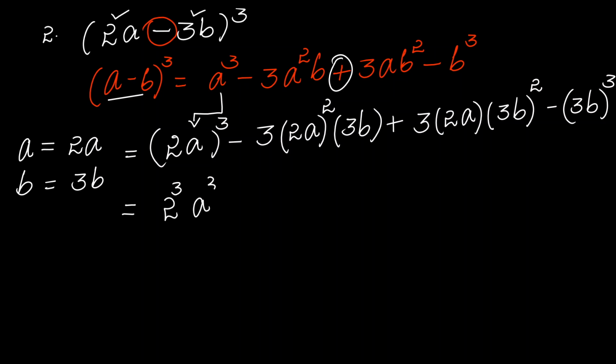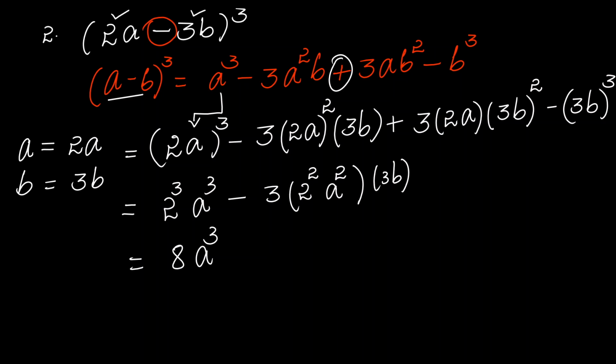Now let's solve this. In the first term, we have (2a) to the power cube. This cube is applicable for 2 and a. So 2 cube is 8, 2 into 2 into 2 is 8, and a cube is a cube. So I am writing here 8a cube. Now let's move to the next term. Here we have minus 3 multiplied by (2a) square multiplied by 3b. Here we have (2a) to the power square. So what is 2 square? 2 square is 4. So 4a square multiplied by 3b.